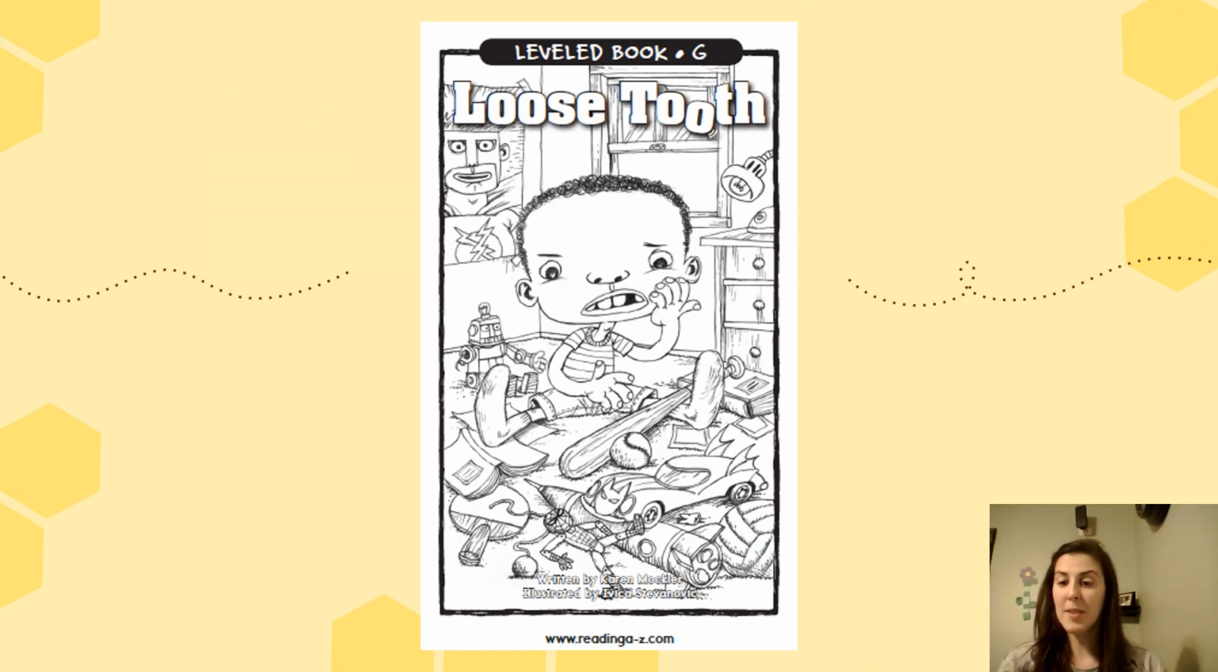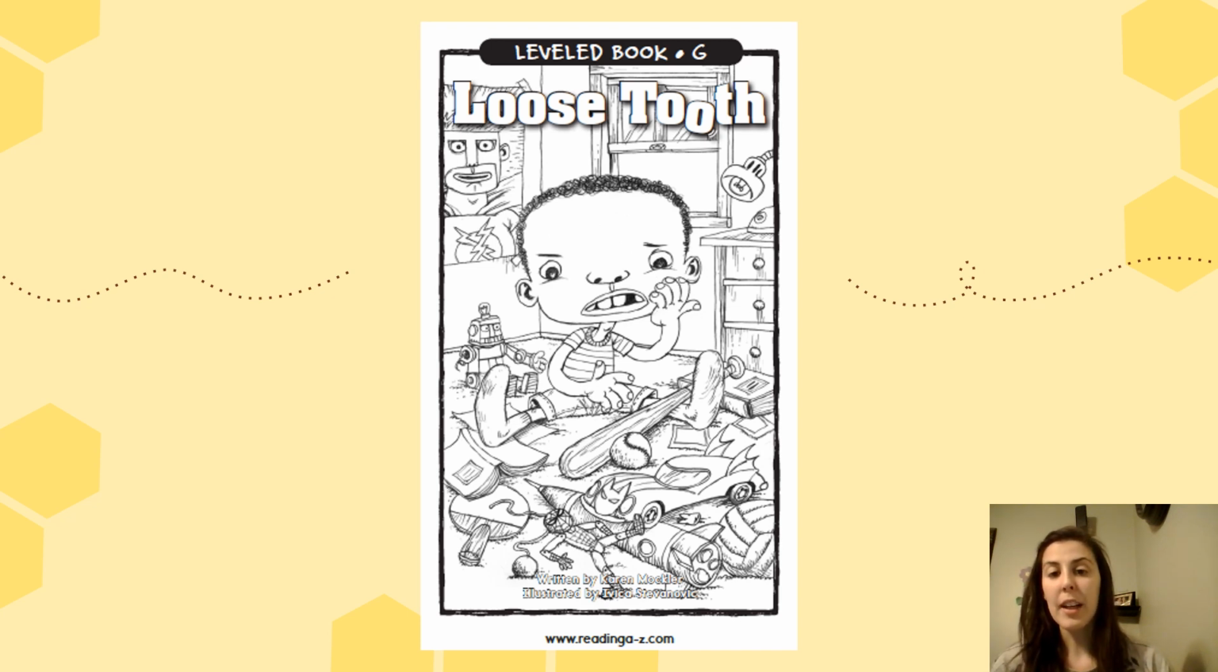So I chose this story today because I know it's a topic that you guys might have a lot of schema on, and that's going to help you make some inferences when we're reading today. And our title of our story is called Loose Tooth. And I know a lot of you have had loose teeth this year, and many of you have lost teeth. And I'm wondering how many of you have lost some teeth while we've been out from school. I'm sure you've been keeping the tooth fairy busy.